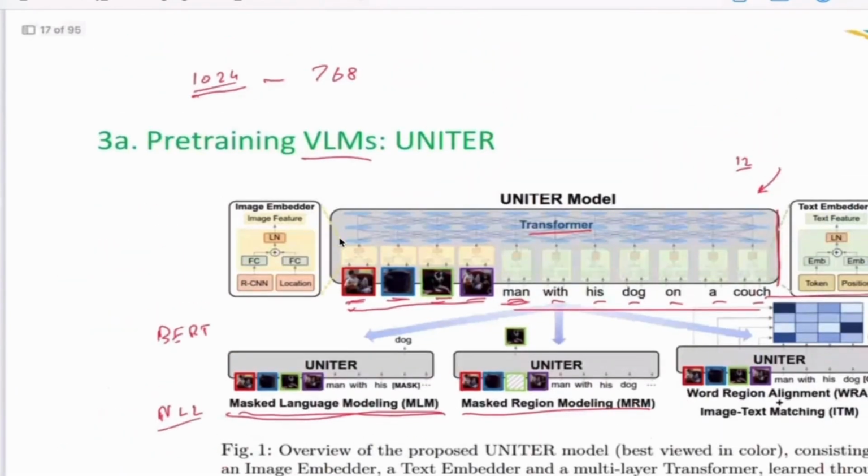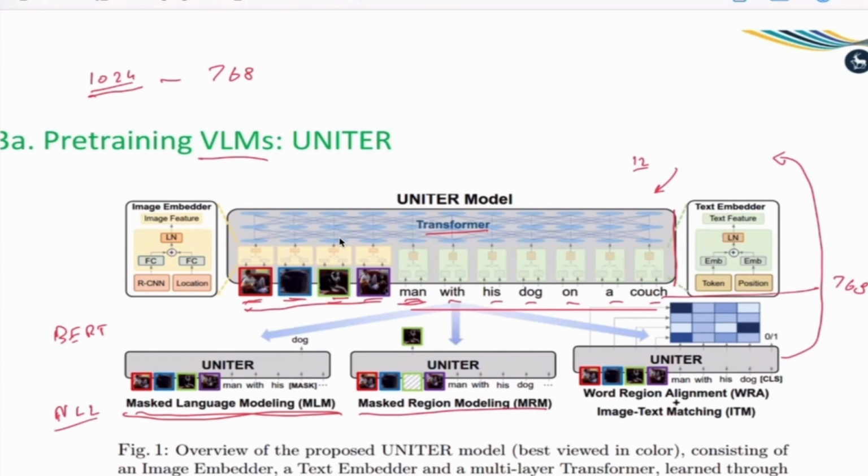Okay. So that's what is going on with masked region modeling. Very simple. Then you have 2 other losses. One is image text matching, and the other is word region alignment. So let's look into image text matching. Image text matching is very simple.